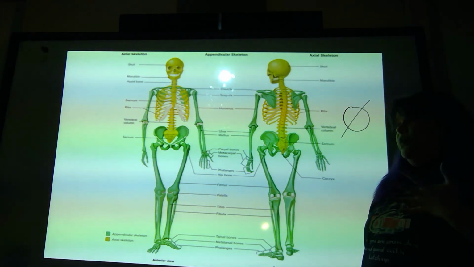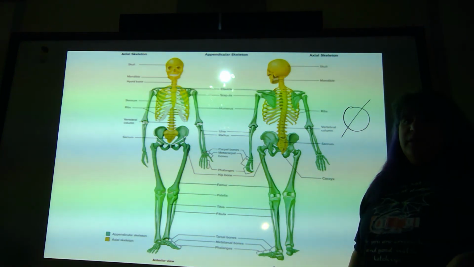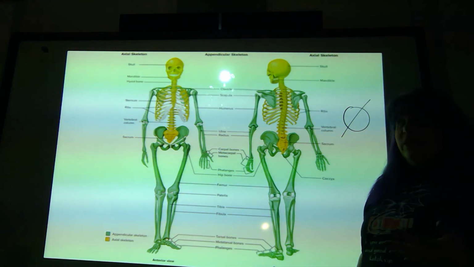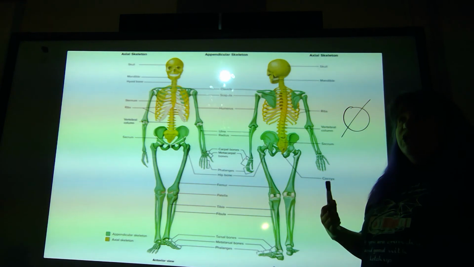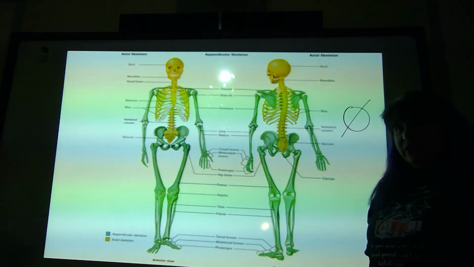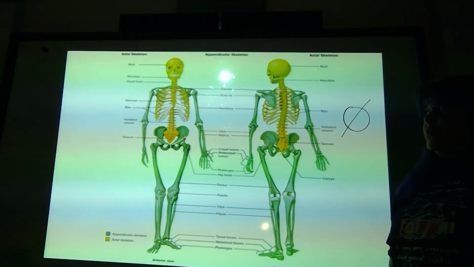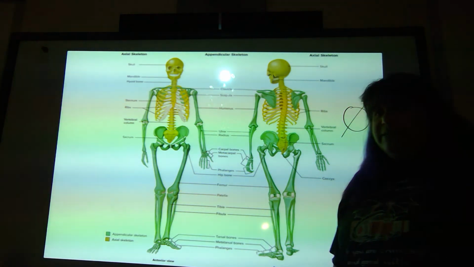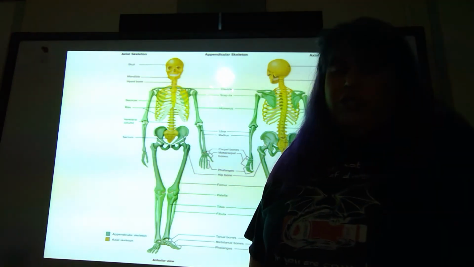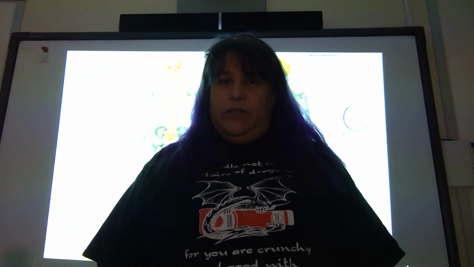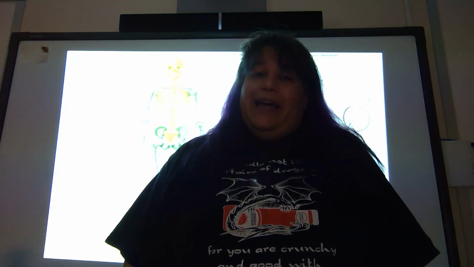So let's say I give you a tibia as a bone and I say, what division does it belong to? You would tell me the appendicular division. If I were to give you a rib and say, what division does it belong to? You would tell me the axial division because it belongs to the axial skeleton.